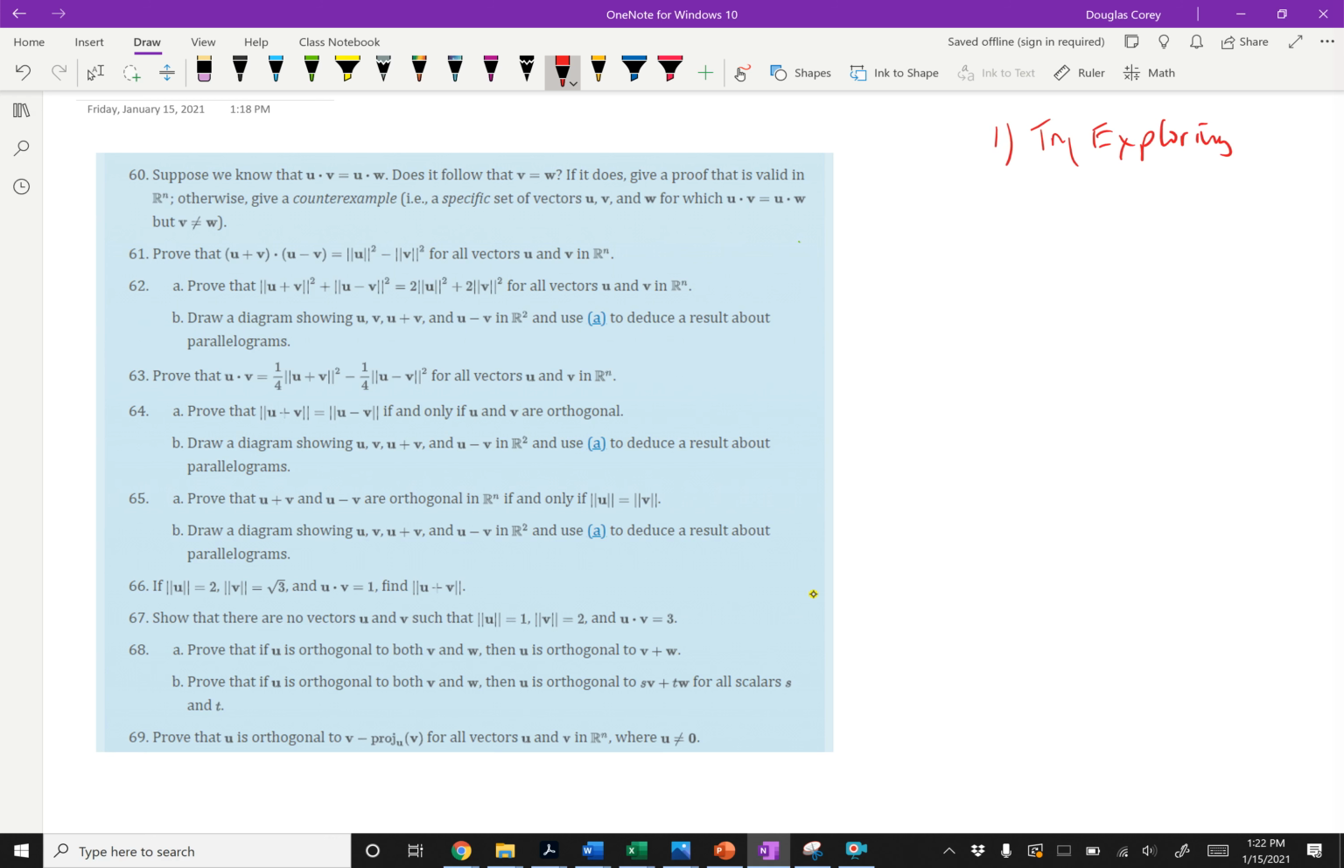And a good one to do some exploring is number 60 right here. So suppose we know that u dot v equals u dot w. Does it follow that v equals w? If it does, give a proof that's valid in Rn. Otherwise, give a counterexample. So this isn't really a good problem for you to start reasoning abstractly about it and maybe using properties. It's hard for me to, so I wouldn't expect you guys to.